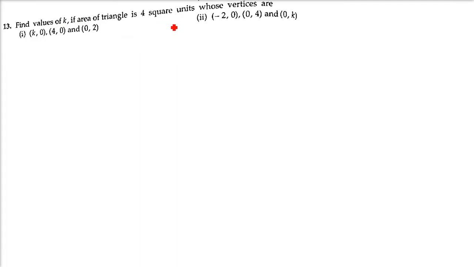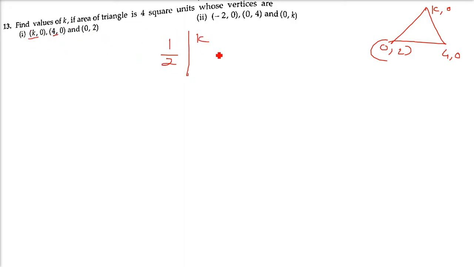Find the value of k if the area of a triangle is 4 square units whose vertices are these. So there is a triangle being given and the points are (k, 0), (4, 0) and (0, 2). The area of the triangle is 4 square units. So half, and k, 4 and 0 in the first column. Then in the second column I am taking 0, 0, 2. And of course 1, 1, 1 will be in the third column.